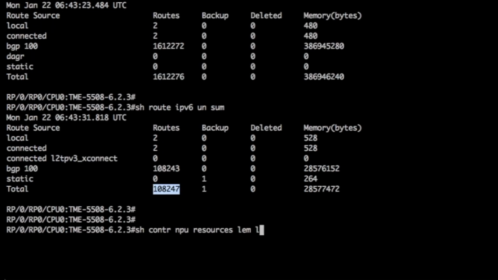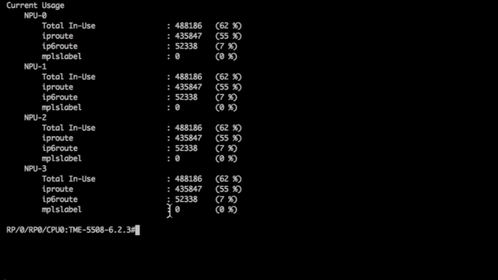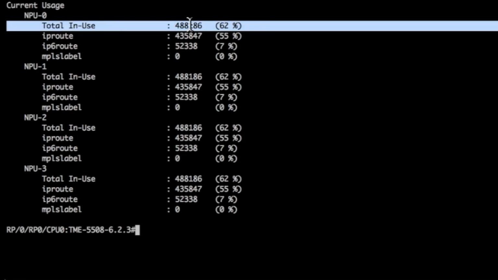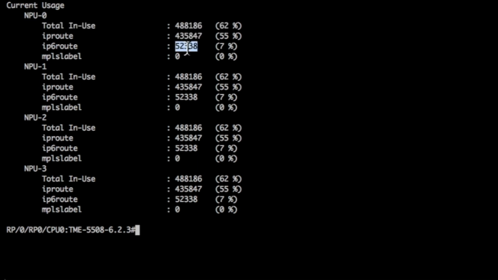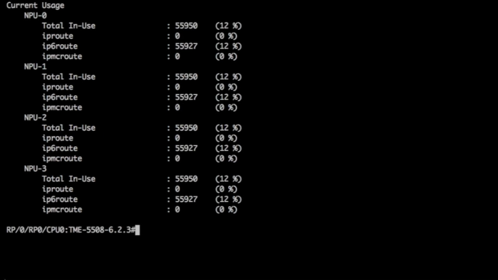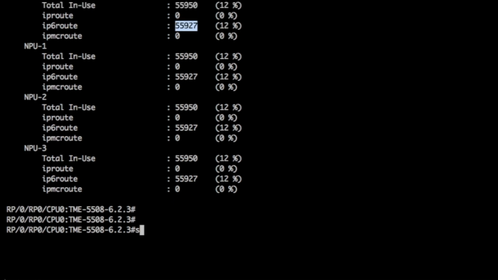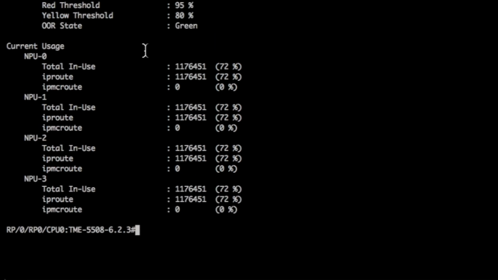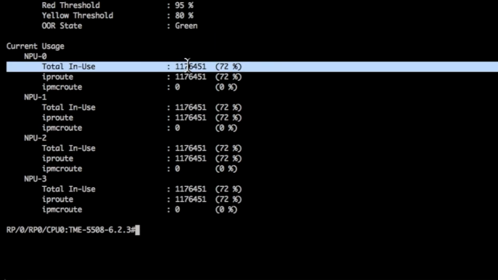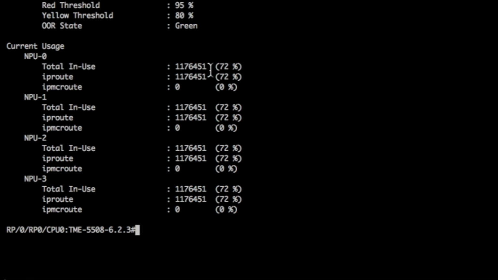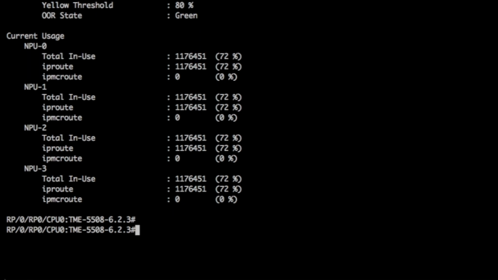Now the question will be, how much does it represent in our different memories? It will be 62% of the LEM, split in IPv4 and IPv6 prefixes. It's 12% of the LPM, with only IPv6 entries. And it's 72% of the external eTCAM v4. So we have still quite a lot of empty space with a super large amount of host routes and the 2025 projected internet size.